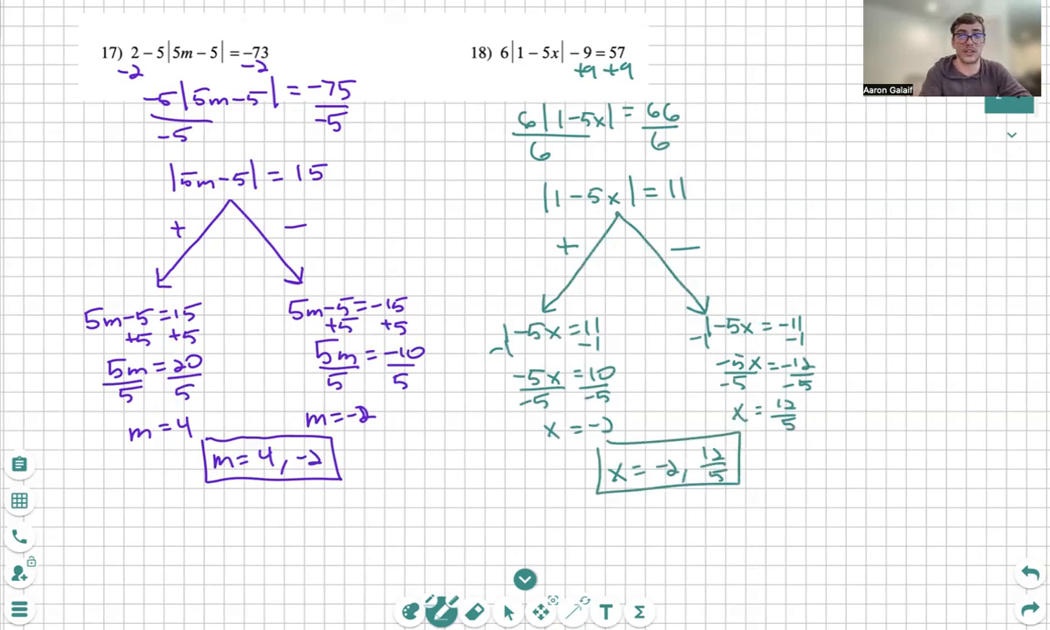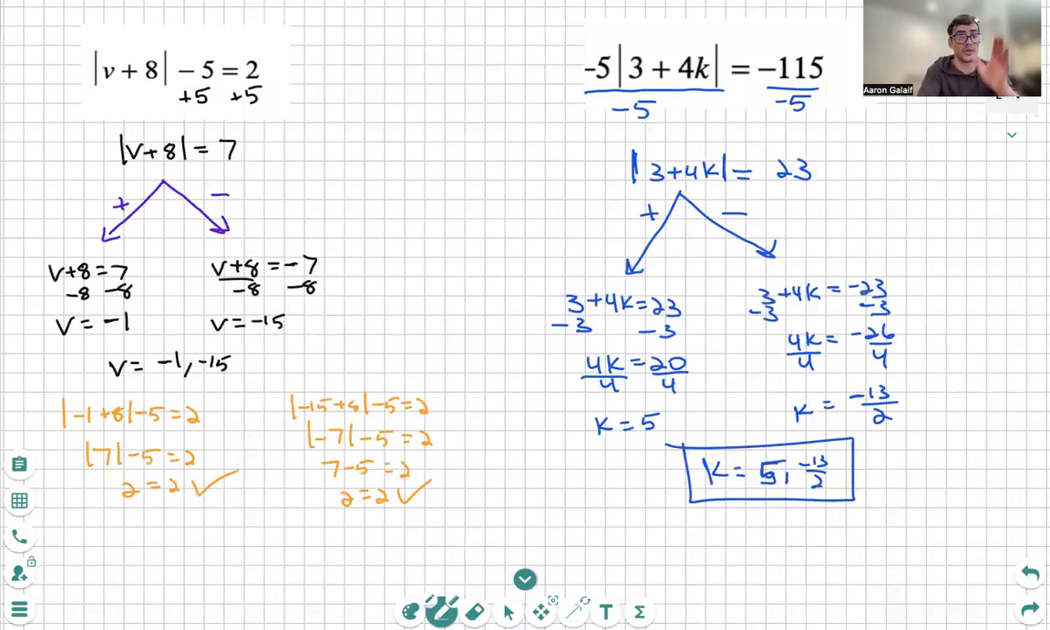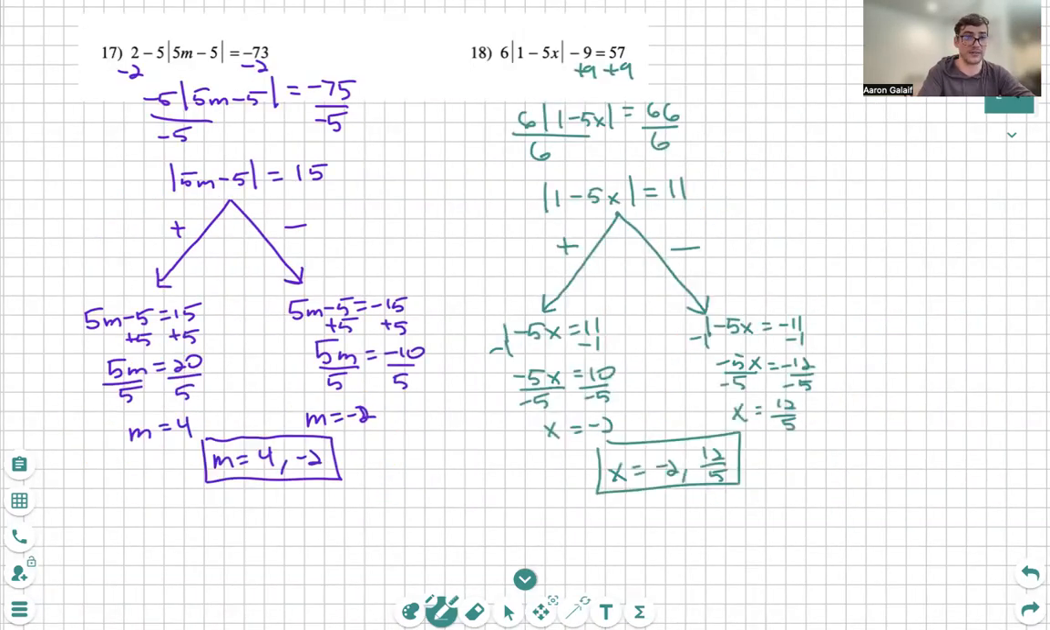So as we can clearly see, all we need to do is get the absolute value by itself, separate into a positive equation and a negative equation, only change the right side of the equal sign, and solve. And that will solve all of these absolute value equations.